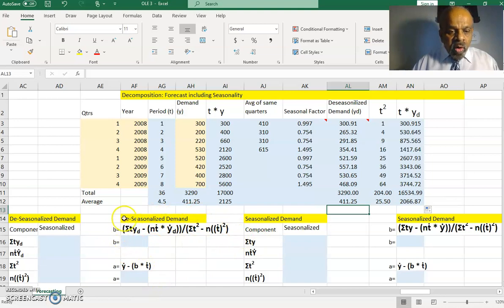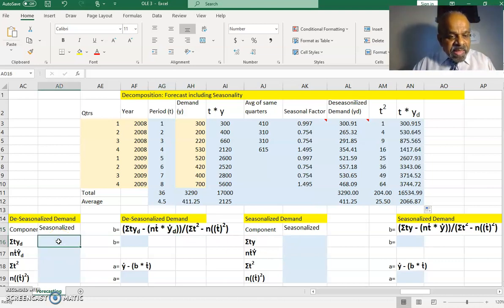This is the equation for B. What I've done here is, for you, I have made it into 4 different components. The first component is sigma TYD. The second component is N times T average times the deseasonalized demand average. The third component is sigma T squared. The fourth component is N times T average squared. Now, if I find these 4, then I can take the first component minus the second component and divide that by the third component minus the fourth component. It's the same thing as putting the whole thing in one big formula. So let me calculate the components for the deseasonalized demand.